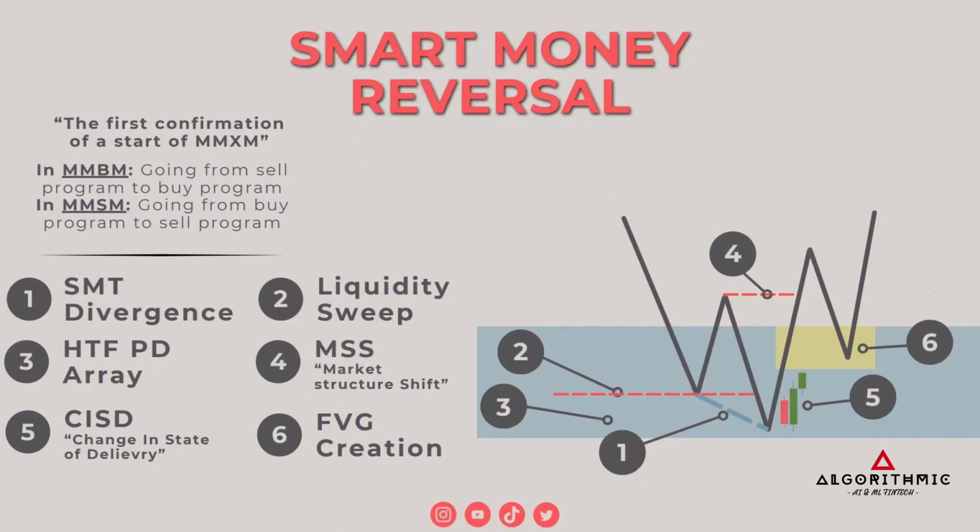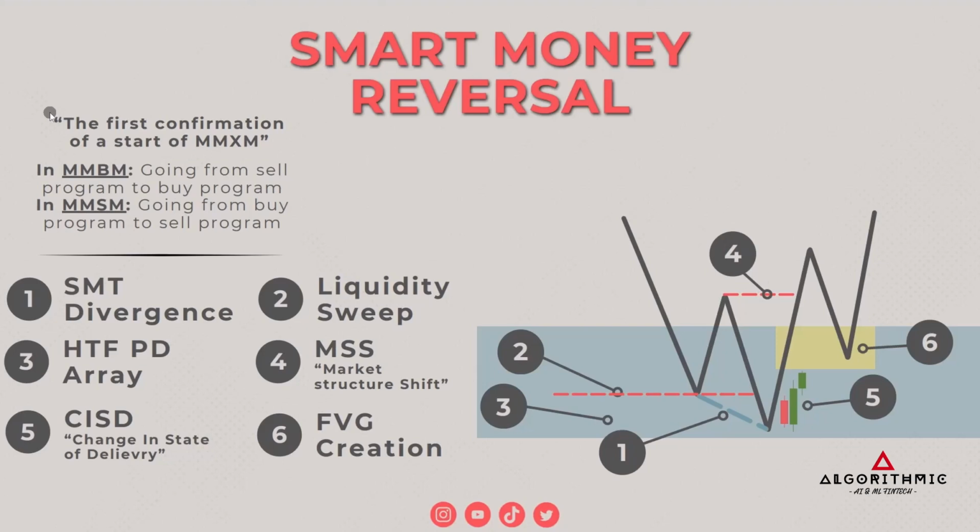Now, going over the smart money reversal, and this is where a lot of people struggle to spot. If you're able to spot this, then you'll be in safe hands, because price only goes up if you're spotting the right smart money reversal. A lot of people try to identify it. This is why I have the full guide, with all the confluences that you will need to spot it. This is the first confirmation of the start of the market makers model.